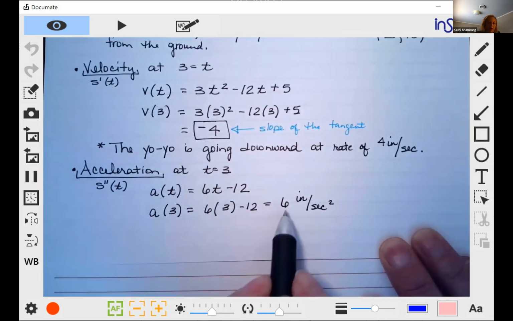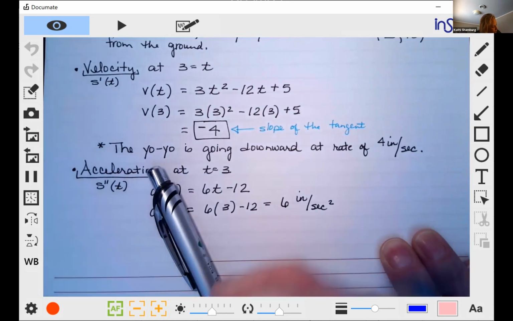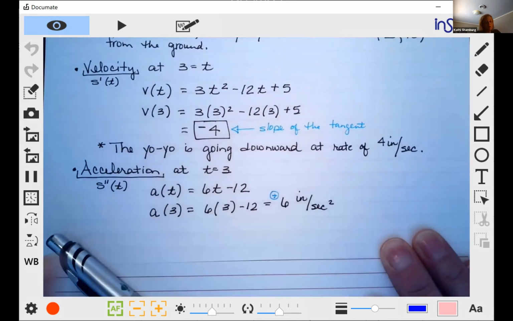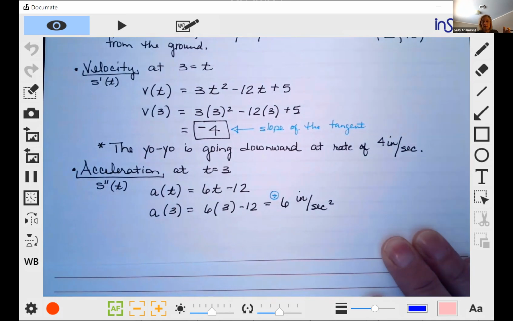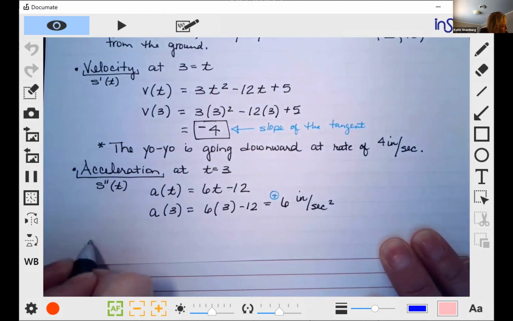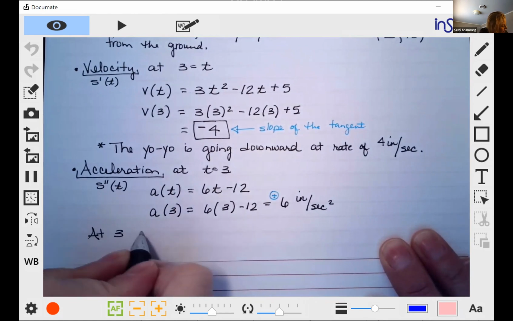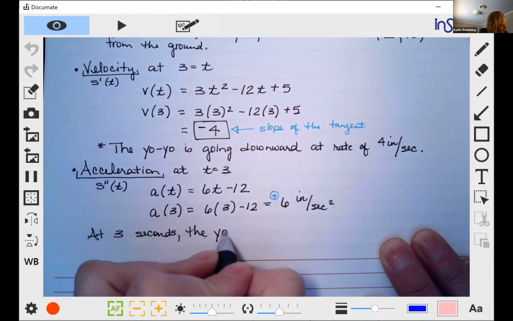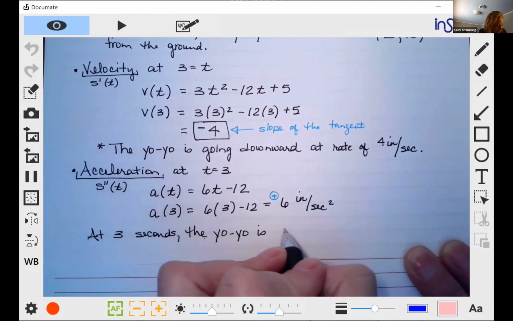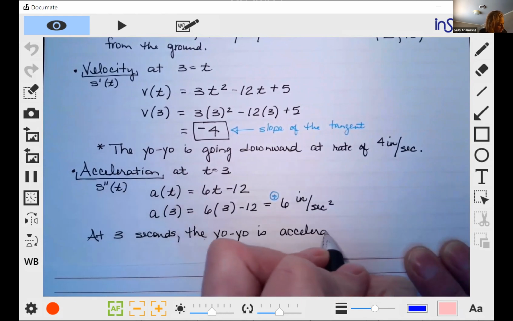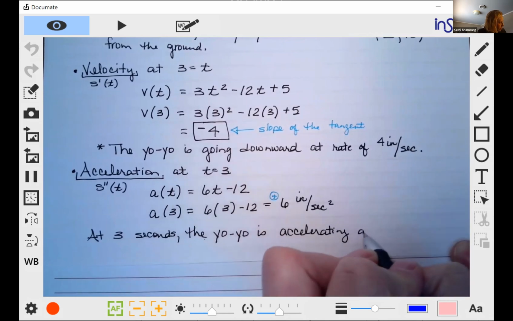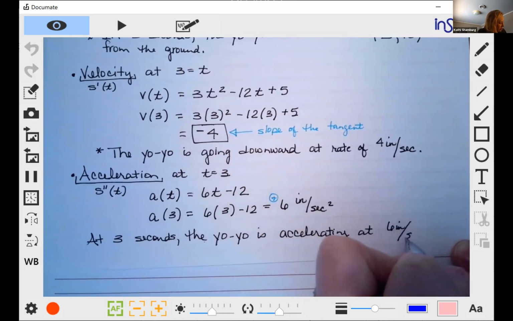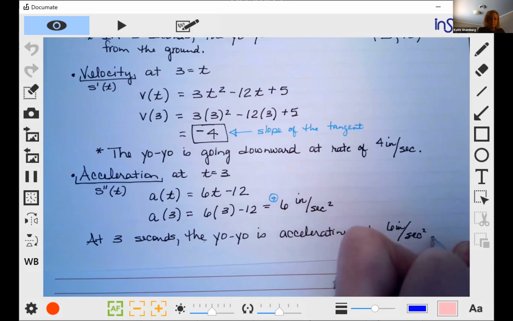Okay, so because this is positive, if you recall, acceleration is either speeding up or slowing down. Since it's positive, we know the yo-yo is speeding up. If it was a negative number, then we would know the yo-yo was slowing down. So at 3 seconds, the yo-yo is accelerating at 6 inches per second squared.